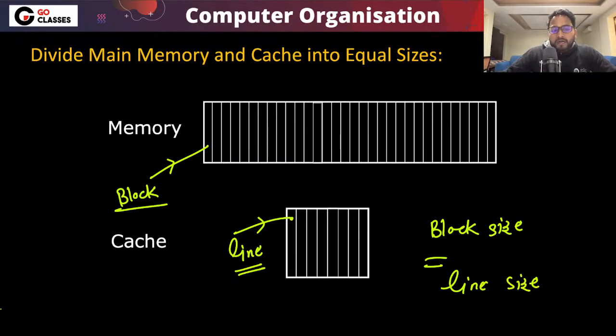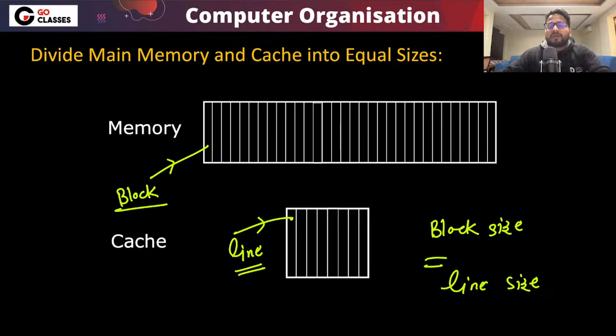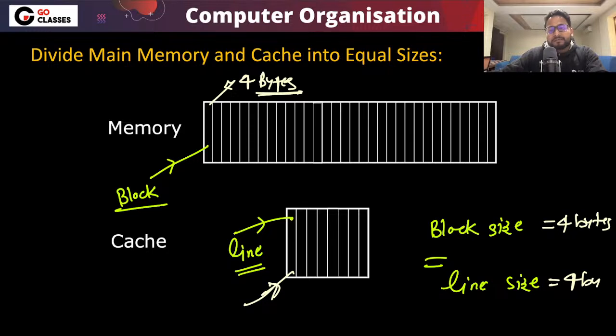Okay, so I'm dividing the memory, I'm dividing the cache, but I'm dividing in such a way that block size and line size is same. Which means if I'm dividing, let's suppose from here to here, into 4 bytes each, can you tell me what is the division here? What is the size of the line? If the block size is 4 bytes, what is the size of the line? Line size will also be 4 bytes. There won't be any difference in that.